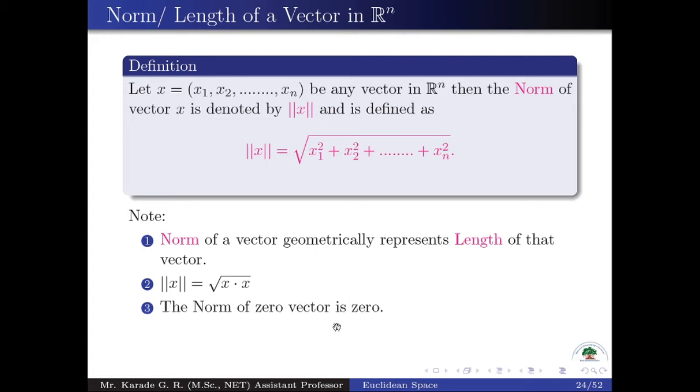The norm of the zero vector is always 0, and the norm of a unit vector is always equal to 1, because the norm represents the length of that vector. The length of the zero vector is 0, the length of a unit vector is 1. Okay, now consider some examples based on the norm of a vector, or from now onward we can say the length of a vector, or norm of a vector, no problem. But remember, the norm of a vector is nothing but the length of that vector.